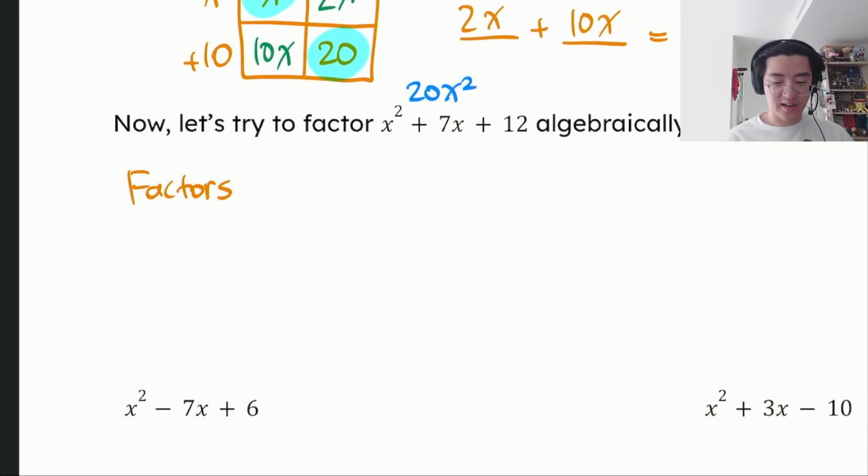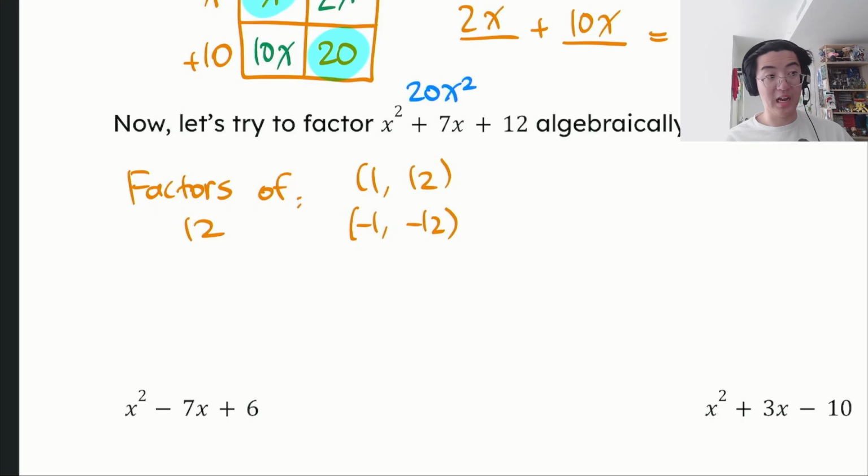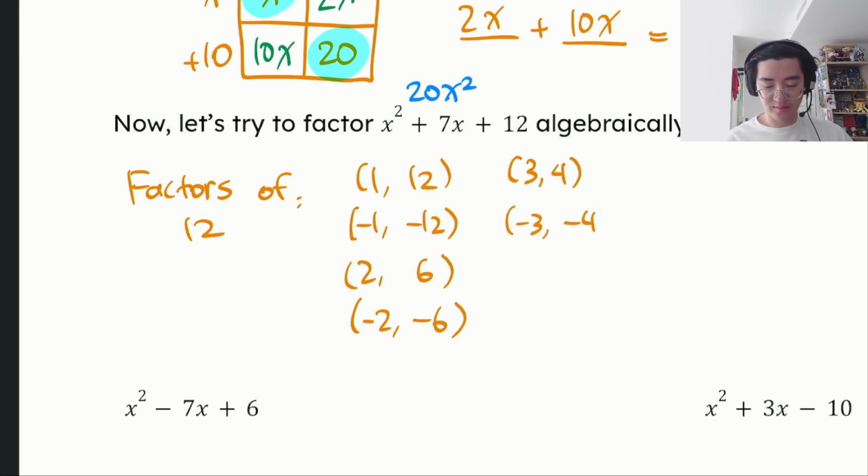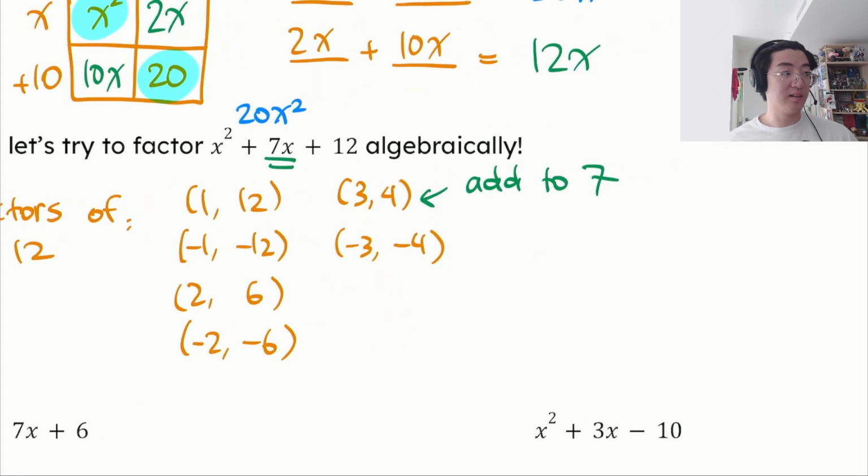So we can check the factors of 12 here. Let's look at 1 and 12. -1, -12. I remember, negatives also count. 2 and 6. -2, -6. 3 and 4. -3, -4. And if you can see here, this pair will add to 7, the middle term here.